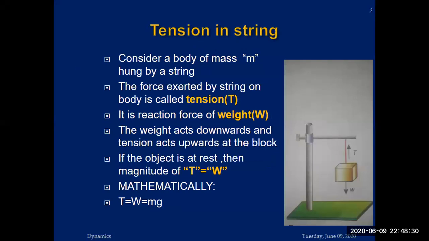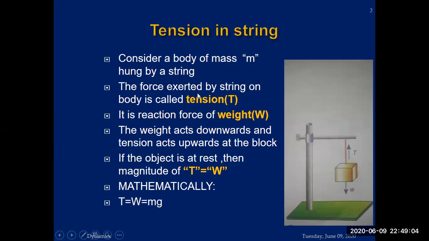Number one, tension in the string. Consider a body of mass m hung by a string. This is the body of mass m. It is hanging with the help of a string, and the weight of the body is acting in downward direction. If this is an action, then the reaction is acting in upward direction. This reaction is in the form of tension, and it is acting upward. When these two are equal in magnitude and opposite in direction, the mass is not moving either downward or upward.